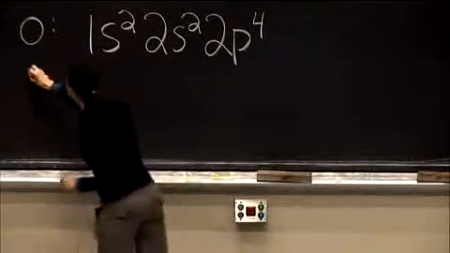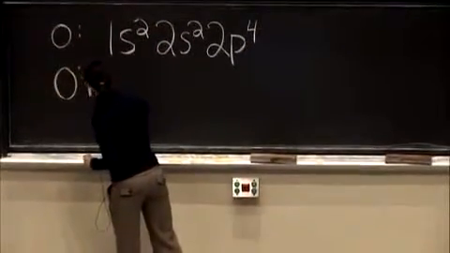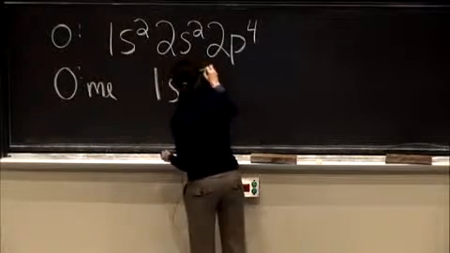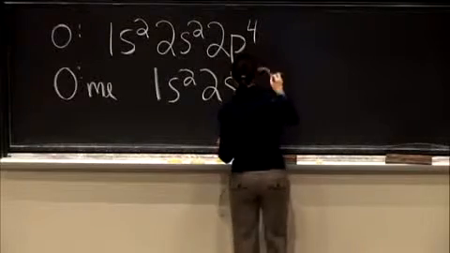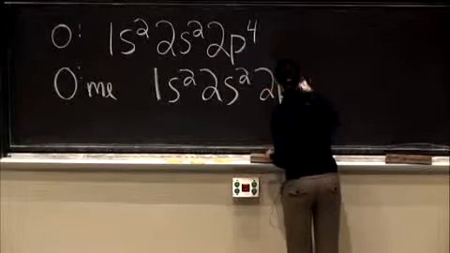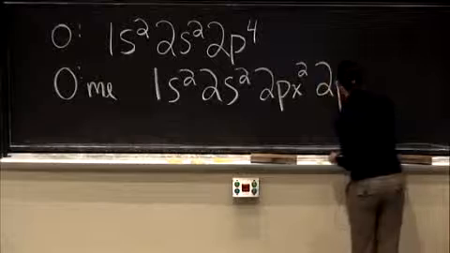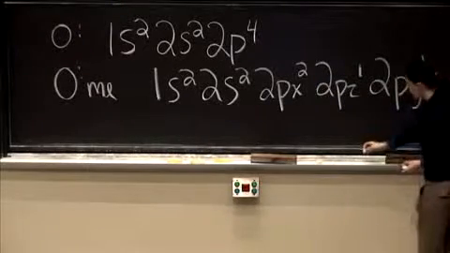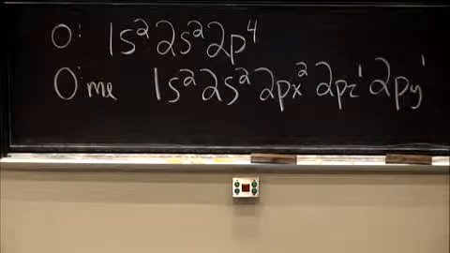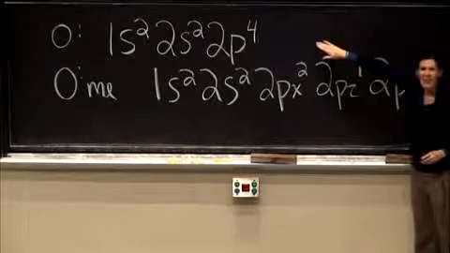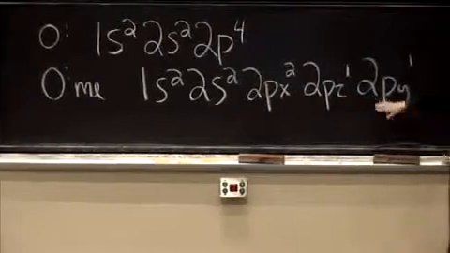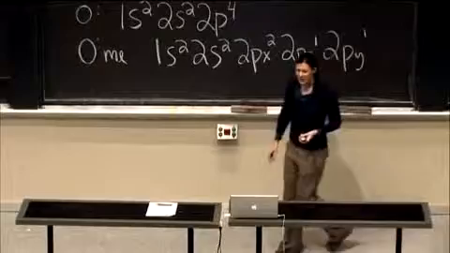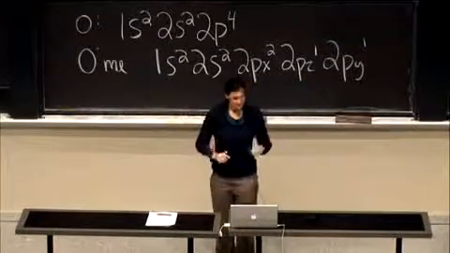But if, in fact, you are asked to specify the m sub l's, then we would have to write it out more completely, which would be the 1s2, the 2s2, and then we would say 2px2, 2pz1, and 2py1. So again, in general, just go ahead and write it out like this. But if we do ask you to specify, you should be able to know that the p orbital separates into these 3, the p subshell separates into these 3 orbitals.